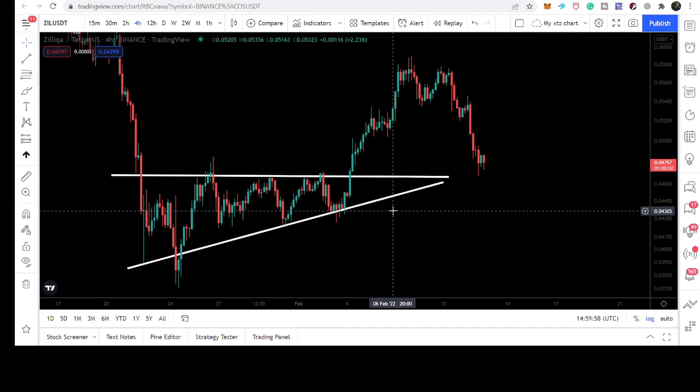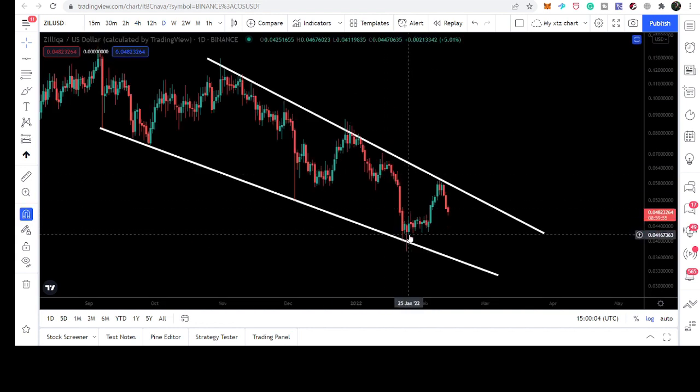And in today's video, we will analyze whether we are going to have a reversal move from here, or we are going to move more down to test the support of this wedge.